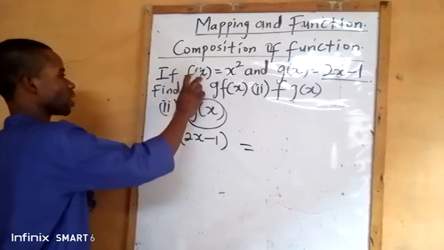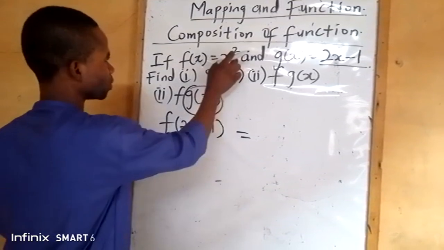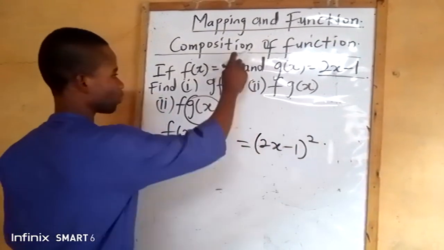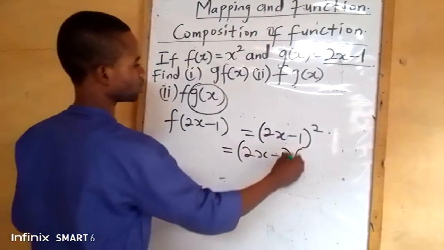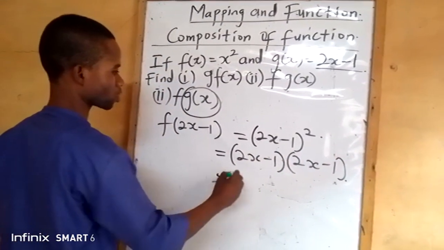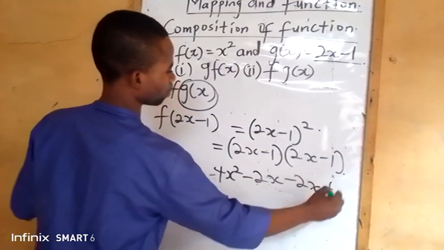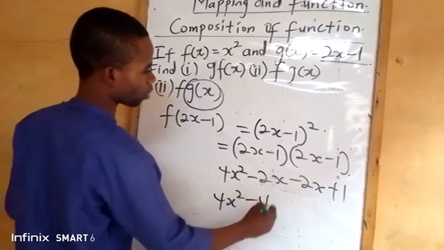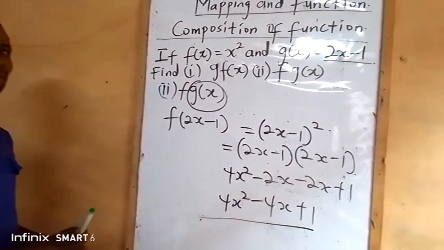anywhere I see x, I'll put 2x minus 1. And we have x squared. That means for x here, I'm going to put 2x minus 1 all squared. Don't forget. So if I expand it, that means 2x minus 1 times 2x minus 1. That is 4x squared minus 2x minus 2x plus 1. That means 4x squared minus 4x plus 1. So that is for the Roman figure 2.